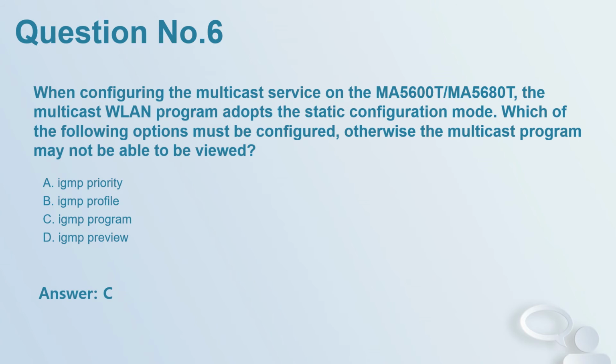Question number 6. When configuring the multicast service on the MA5680T, the multicast program adopts the static configuration mode. Which of the following options must be configured? Otherwise the multicast program may not be able to be viewed. A. IGMP priority. B. IGMP profile. C. IGMP program. D. IGMP preview. Answer C.